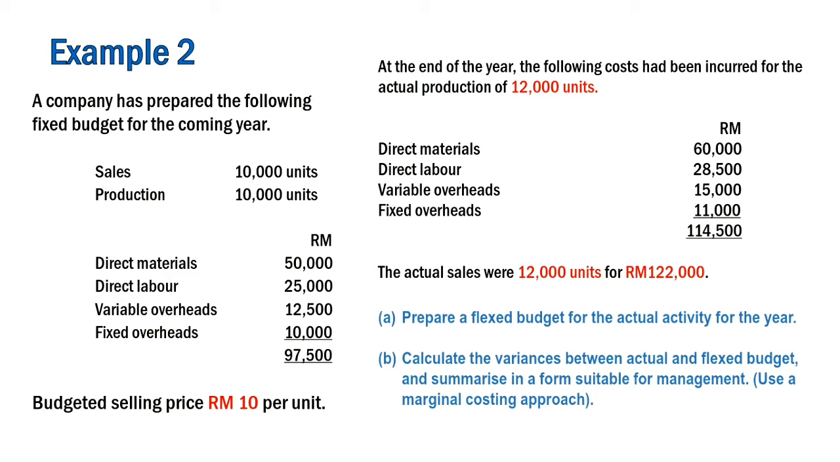Okay, next information given to us is actual. So in actual, we sell 12,000 units at this cost. So the actual sales is 122,000. So the first question asks us to prepare the flex budget for actual activity.